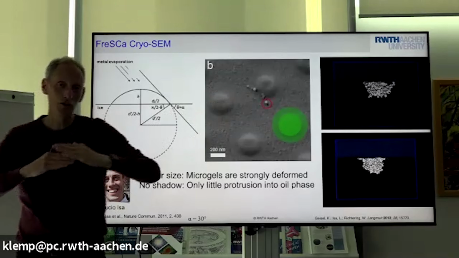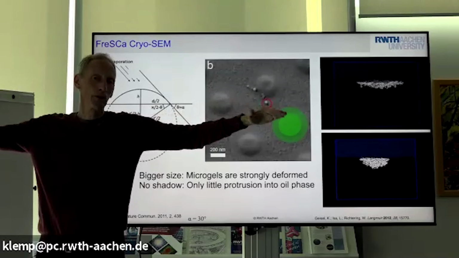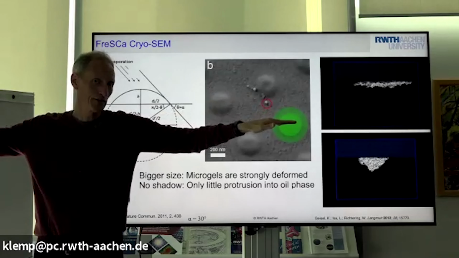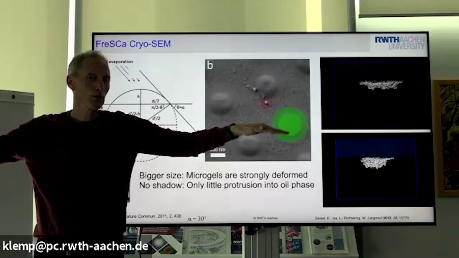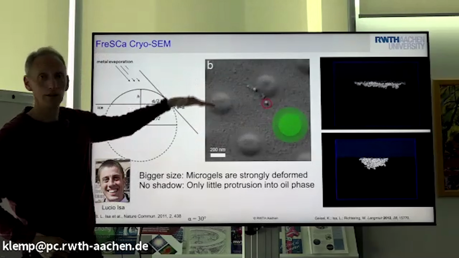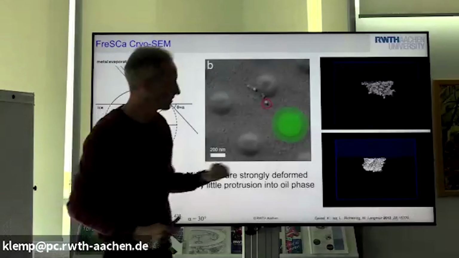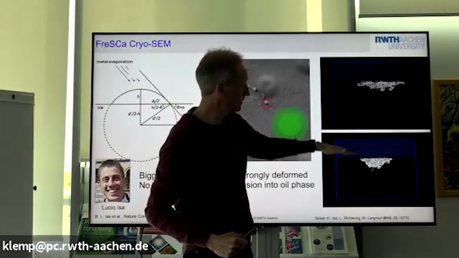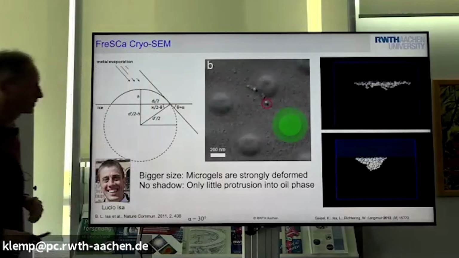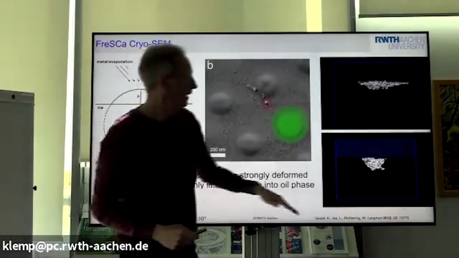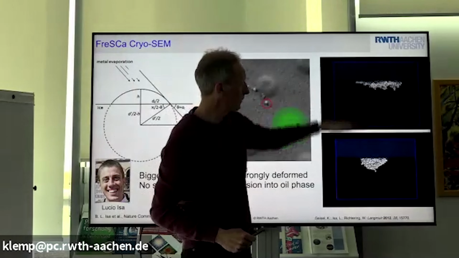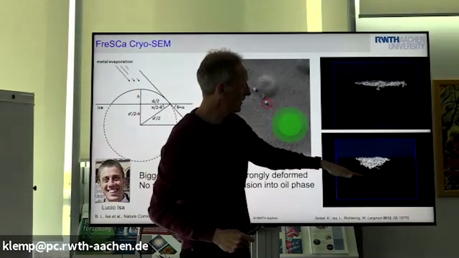So what happens, they go to the interface, they deform, we could also say they spread at the interface, but they do not protrude much into the oil phase. And this is also what we can see in computer simulations. These are computer simulations from Igor Potemkin's group for two different types of cross-link density. And when they go to the interface, they spread or they deform.